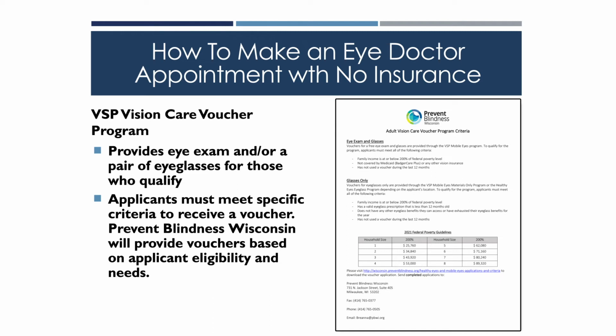For our vision care voucher programs, we have two that cover an eye exam and glasses. One is VSP Mobilize, and one is VSP Sight for Students. The VSP Mobilize covers an eye exam and glasses for adults, and Sight for Students covers an eye exam and glasses for a child. We also have our VSP Mobilize Materials Only program and our OneSight Healthy Eyes program. These two programs cover just a pair of glasses for those who are in need.